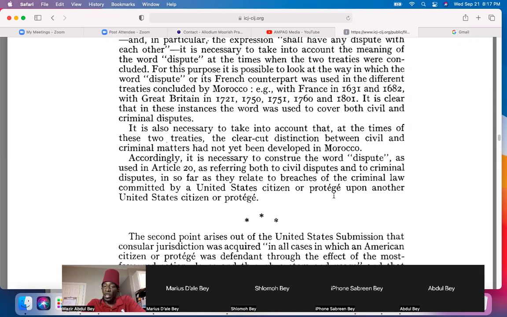You see, so it don't say protege in the treaty. That's not what it says in the treaty. Article 21 don't say nothing about no protege. It says Moors. It says United States citizens, and then it also says Moors. But here it says protege.